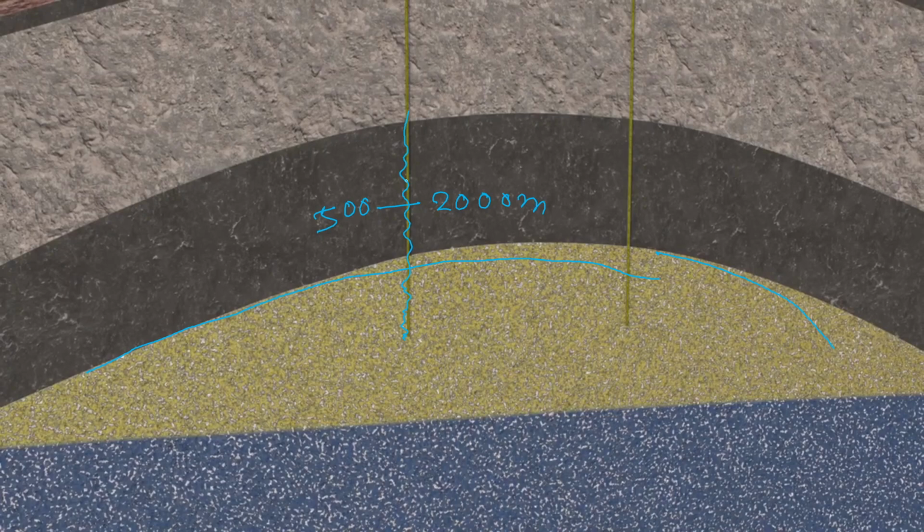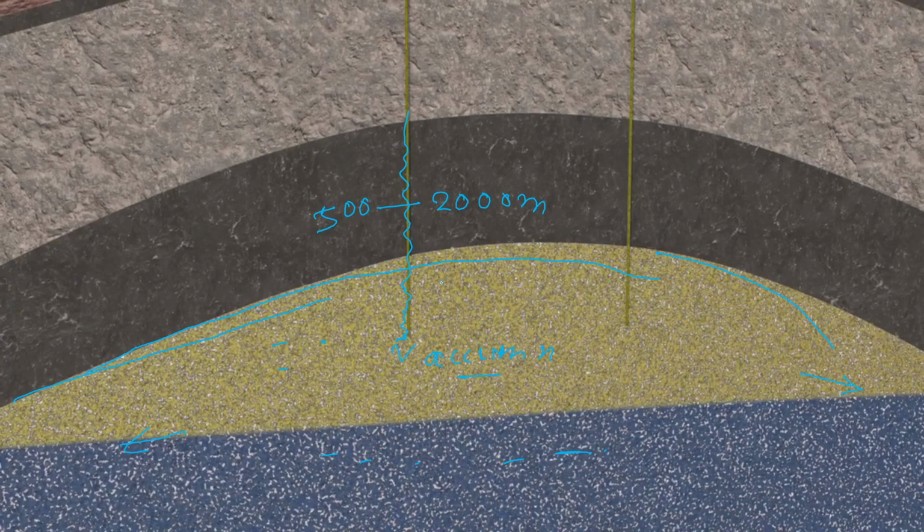If we drill up to this layer, up to 2000 meters below the earth surface, we can push some gases in at high pressure. Then what will happen? The water will go side by side. This is the water, and it will create some vacuum. This is the vacuum place.